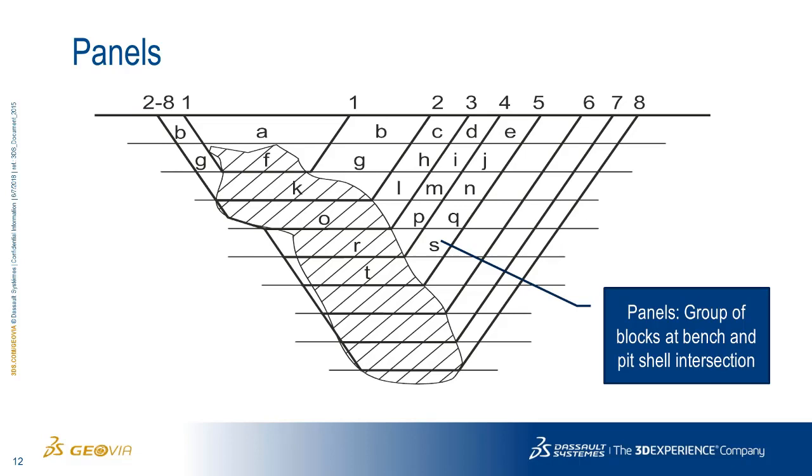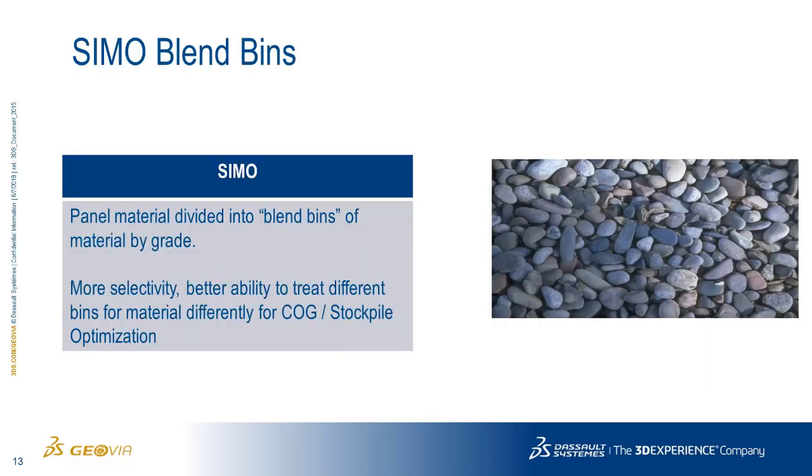Okay. So the idea with SIMO is we're going to set up blend bins to essentially break down that panel material into specific groups of material based on the grade or the elements that are located in the blocks. By having this better selectivity, obviously we're better able to treat and make decisions on what we want to do for those individual bins of material.